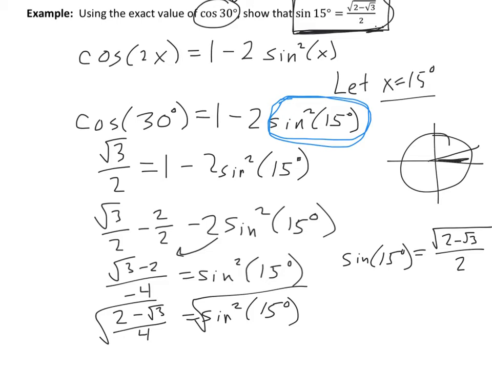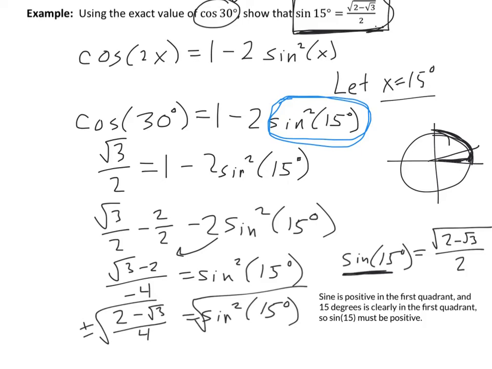Now, you might be wondering, shouldn't there be a plus or minus on this? And I would say yes, and we do need to address why this is only positive. And I would encourage you guys to think for a moment, what do you know about the sine of 15 degrees? What do you know about 15 degrees? Don't we know that that's in the first quadrant? Since that's in the first quadrant, sine has to be positive. And so we write that really briefly.